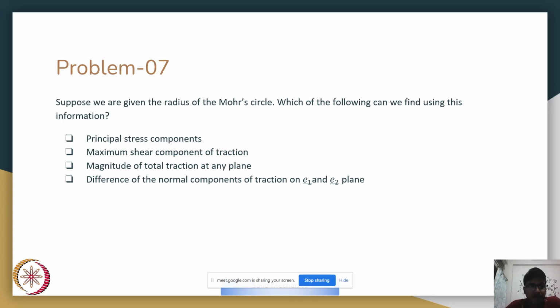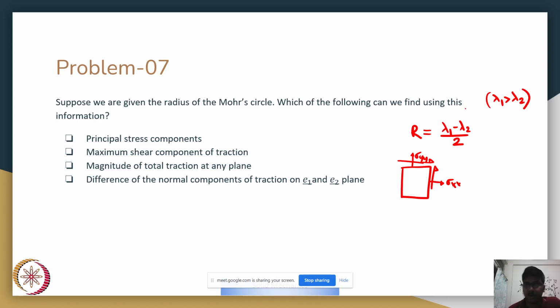The seventh problem. Suppose we are given R, the radius of Mohr's circle. Does anyone remember what this R value is in terms of the components of stress? Yeah, the difference between those principal stress components divided by 2. Okay, so you are saying something like lambda 1 minus lambda 2 by 2, provided lambda 1 is greater than lambda 2. This is what you're saying, right? And if I want to write it in terms of sigma xx, sigma yy, and tau xy.